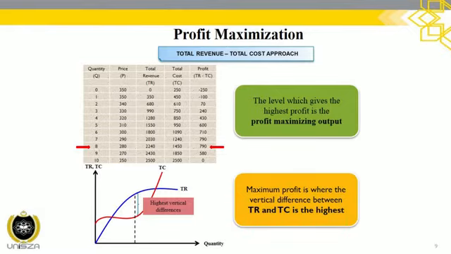From the table, the maximum profit earned is 790 Malaysian ringgit. The curve below shows the information contained in the table, where the vertical distance between total revenue and total cost at the output of 8 units gives the maximum profit of 120 Malaysian ringgit. So, the equilibrium occurs when the quantity is 8 units and the profit is 120 Malaysian ringgit.